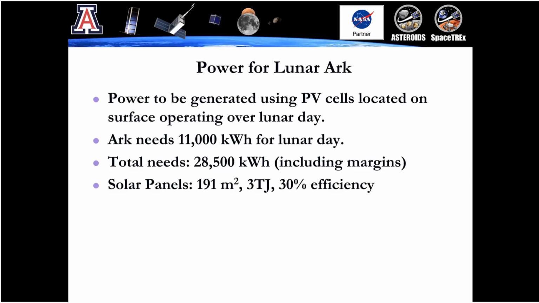Our first option that we're considering most seriously is the use of photovoltaics that would be located on the surface of the moon and be operating over a lunar day. It would generate enough power for refrigerating the base over an entire lunar day and lunar night nonstop. The Ark needs about 11,000 kilowatt hours for a lunar day, and the total needs end up being about 28,500 kilowatt hours. This includes margins. Based on these needs, the system would have to have about 191 square meters of triple junction cells operating at 30% efficiency.